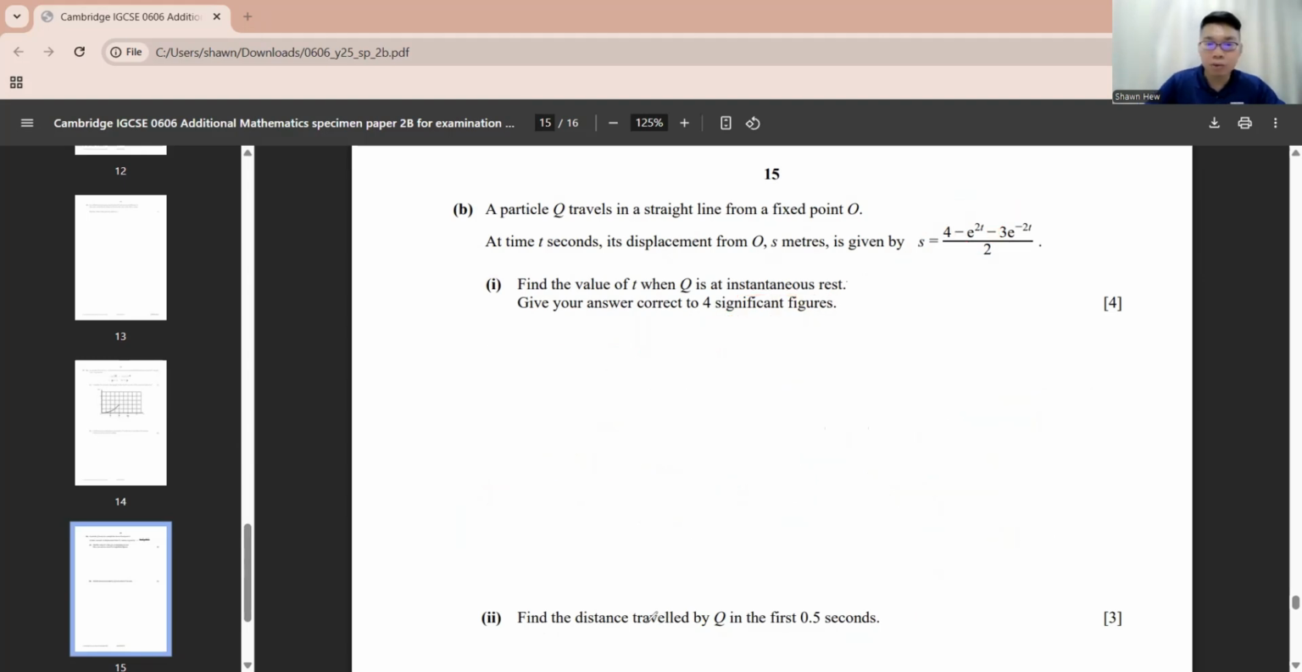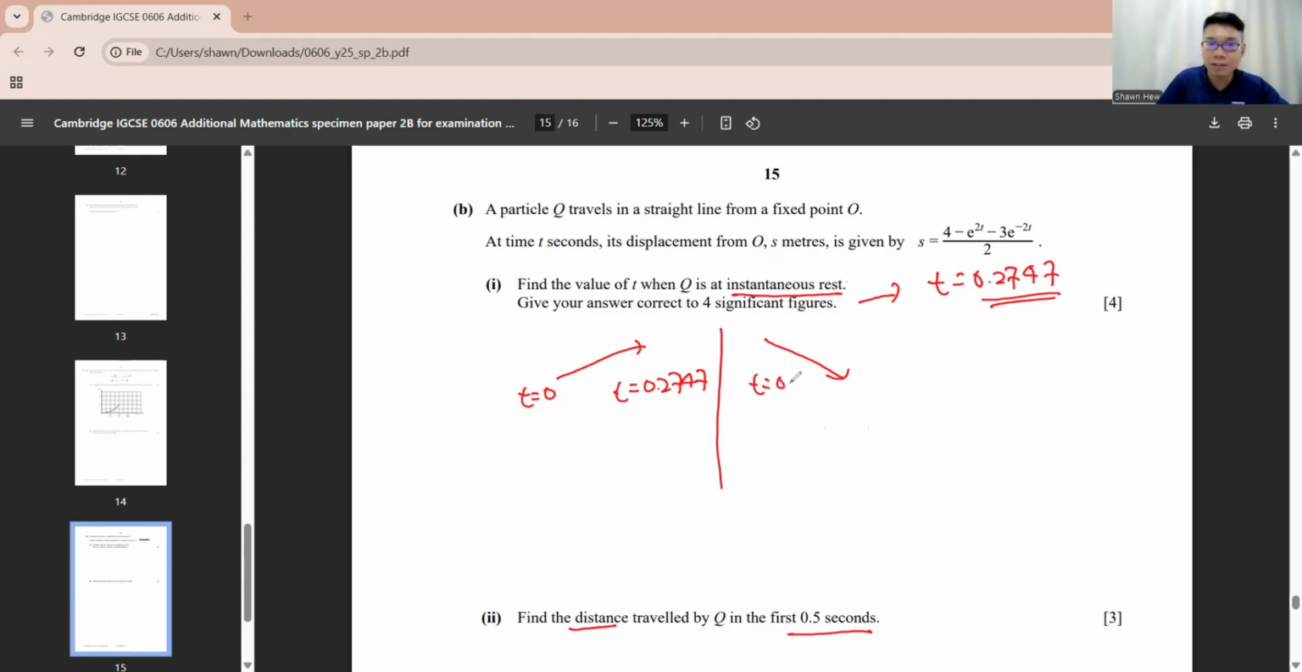Next, the question asks you to find the distance traveled for the first 0.5 seconds. And from here, we already know t is 0.2747 is instantaneous rest, which means the particle changes direction at this time also. So in the first 0.5 seconds, there are 2 directions. One direction is from t equals 0 to t equals 0.2747. Another direction is t equals 0.2747 to t equals 0.5. So we need to count the distance separately.